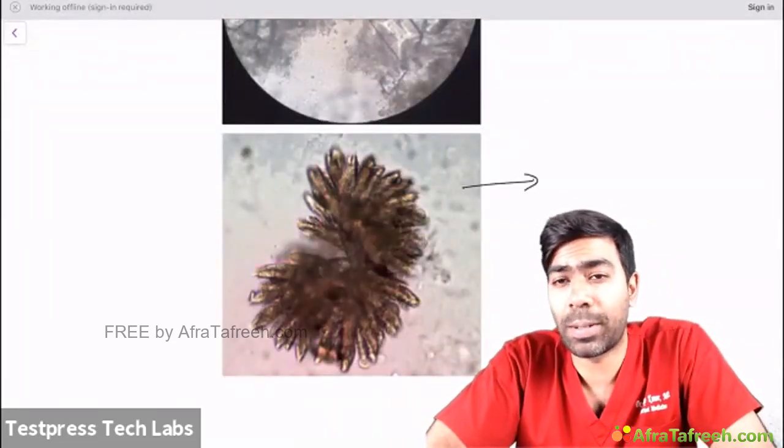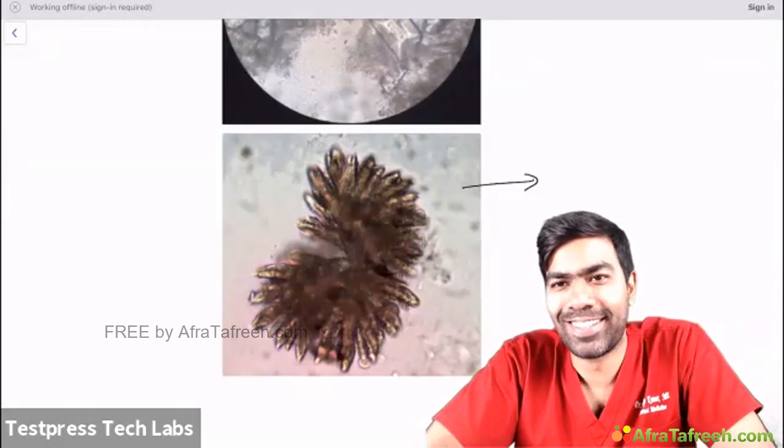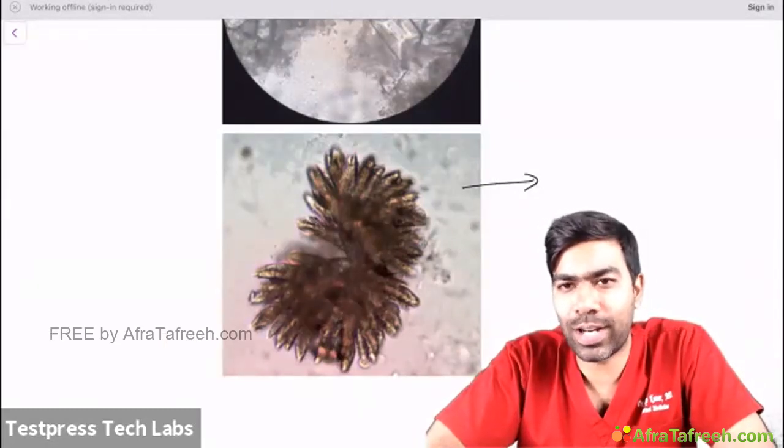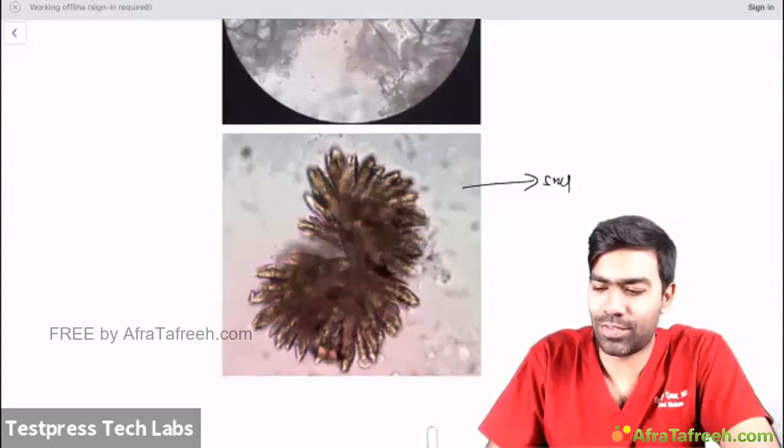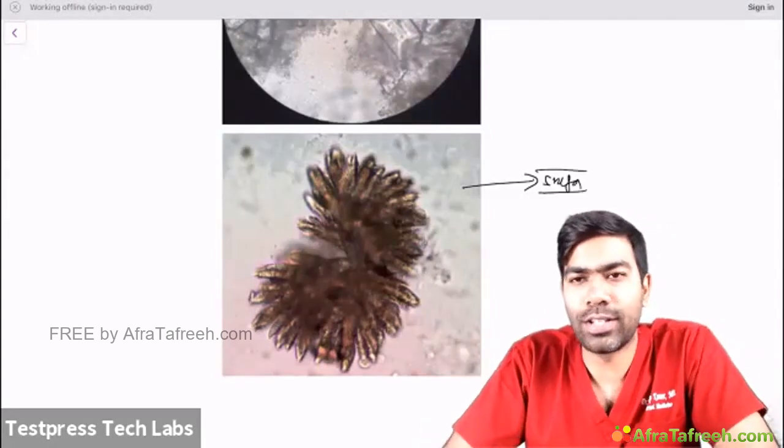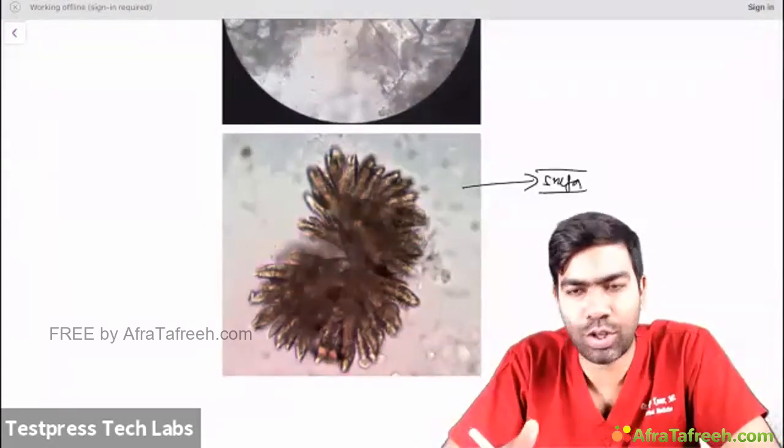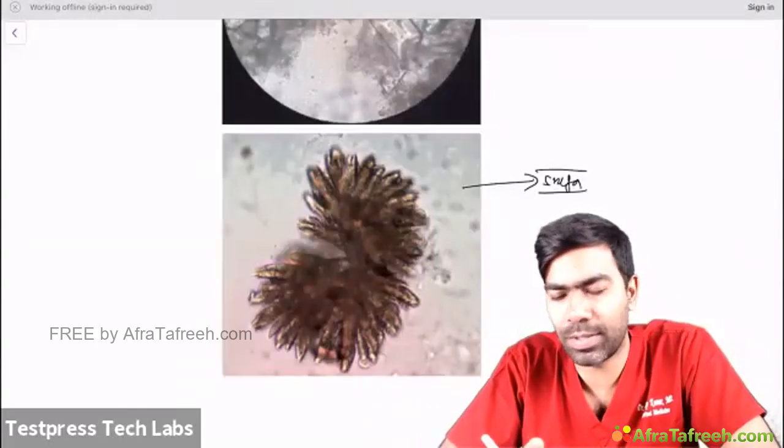What is this one? Ashutosh is saying Indian average. How can it be Indian average? This is very clear actually. Sulfur. I drew it already. This is a sheaf of needles kind of appearance. This is typical sulfur.